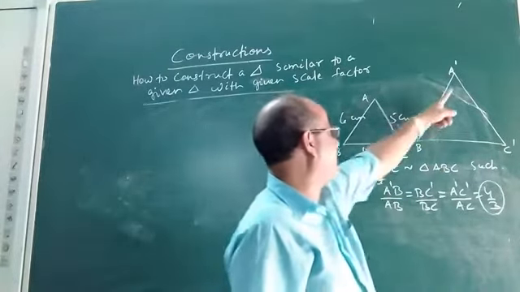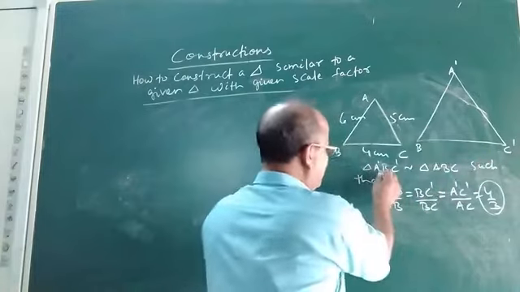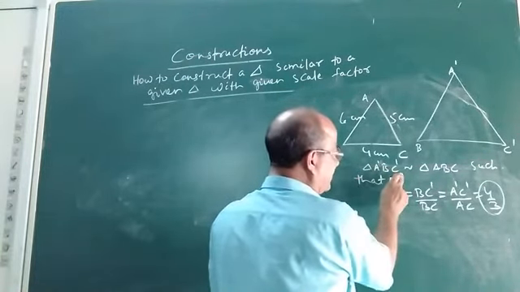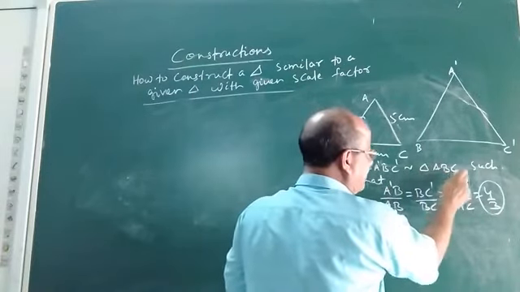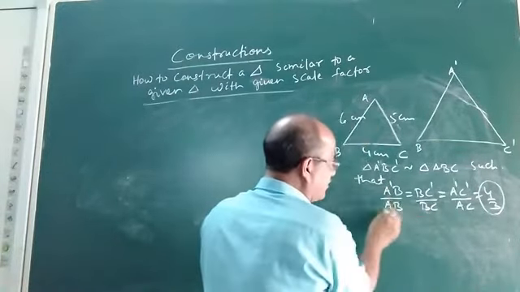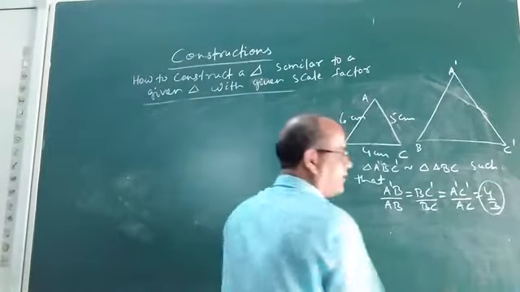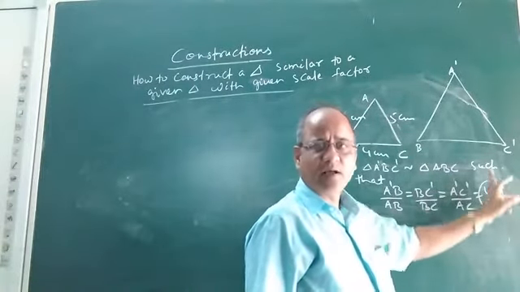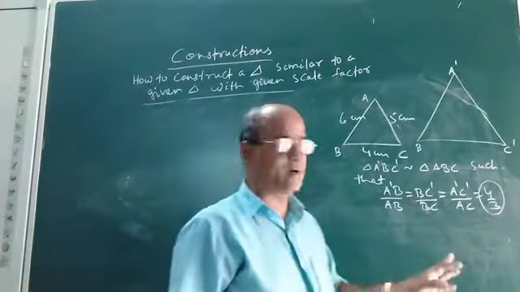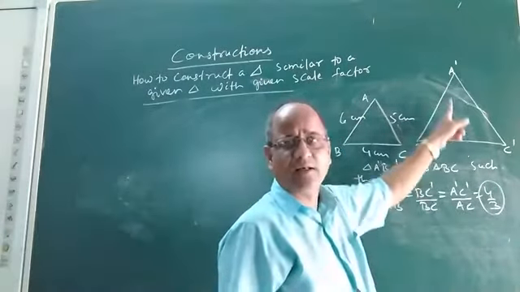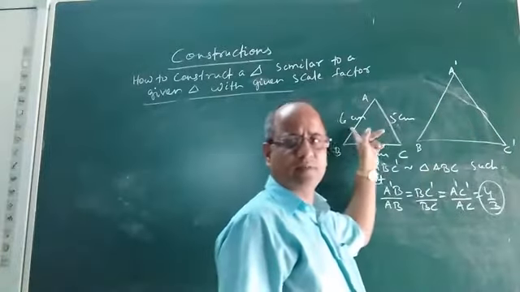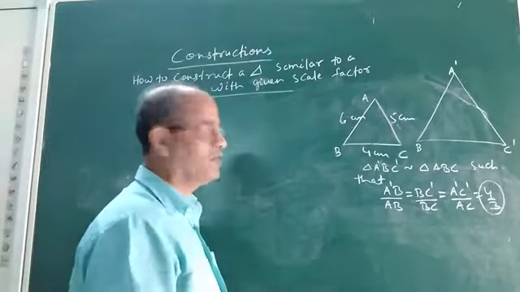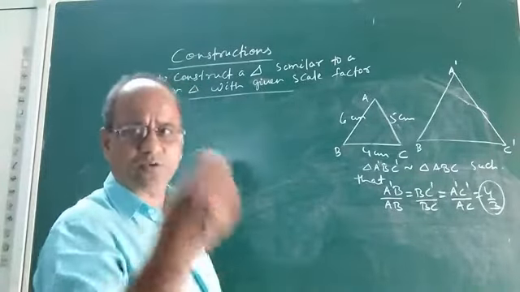What is the question? Construct triangle A dash B C dash similar to triangle ABC such that the ratio of their corresponding sides is 4 by 3. Look here, the numerator is greater than the denominator. Now if the numerator is greater than the denominator, how will you construct this triangle A dash B C dash which will be similar to triangle ABC? That we are going to discuss today. So what are the steps? Let us see and try to justify.